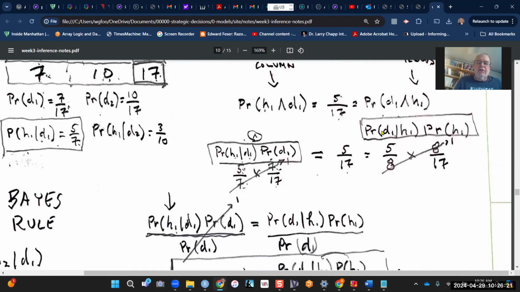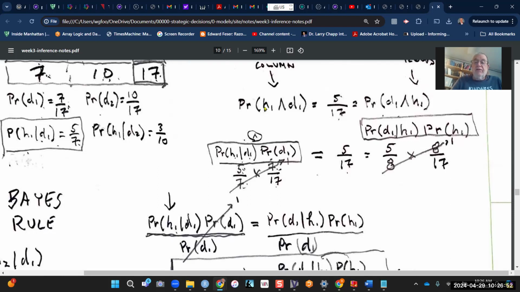Now go in the other direction. Go column-wise, down the column. The probability of H1 given D1 we said is 5/7. There we go over here. And the probability that we see D1 at all across the two hypotheses is 7/17. 7 divided by 7 is 1. Anything times 1 is itself, and we get 5/17 back.